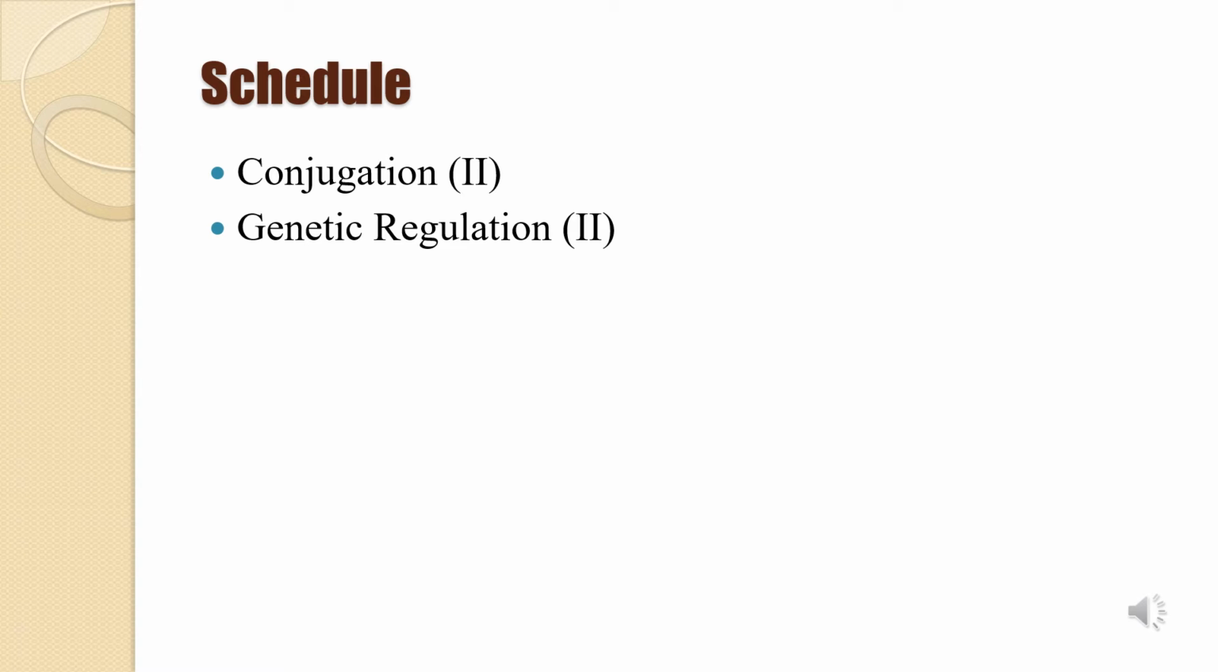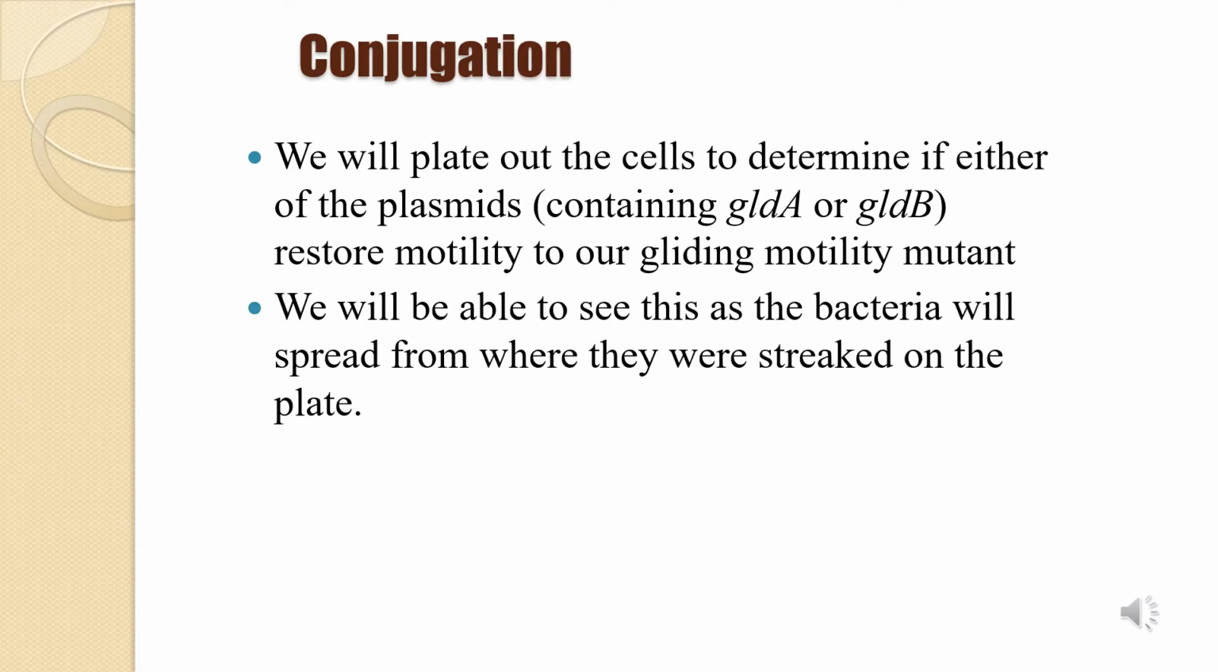Today we'll be covering the second session of conjugation as well as the second session of genetic regulation. In this session of conjugation, we'll be plating out the cells from our mating plate that we created earlier in the week to determine if the plasmids containing either glide A or glide B have restored motility to our gliding motility mutant. We'll be able to see the gliding motility restoration as the bacteria will spread from where they were streaked on the plate.